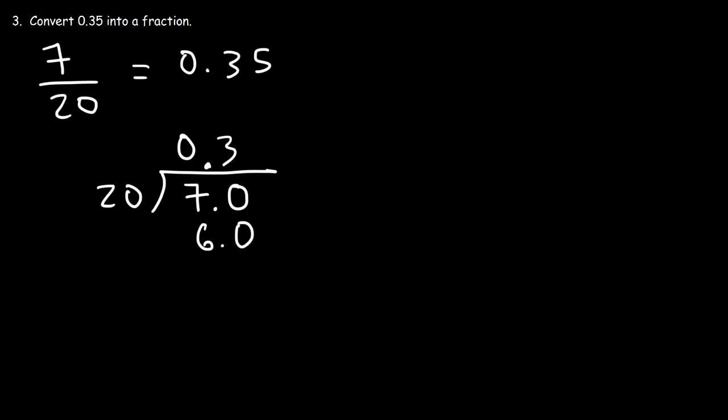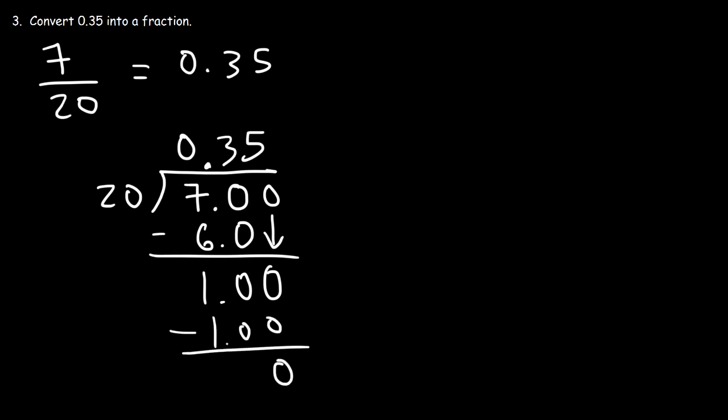So 0.3 times 20 is really 6. Now 70 minus 60 is 10. Now 20 goes into 10. It doesn't go into 10, so we need to add a 0. Now how many times does 20 go into 100? 20 goes into 100 5 times. 20 times 5 is 100, and so the remainder is 0. And so that's how you can get 0.35.